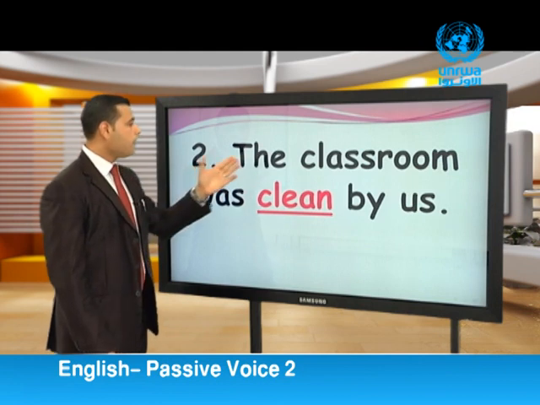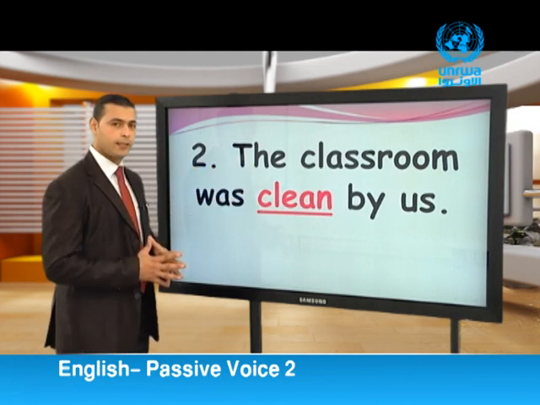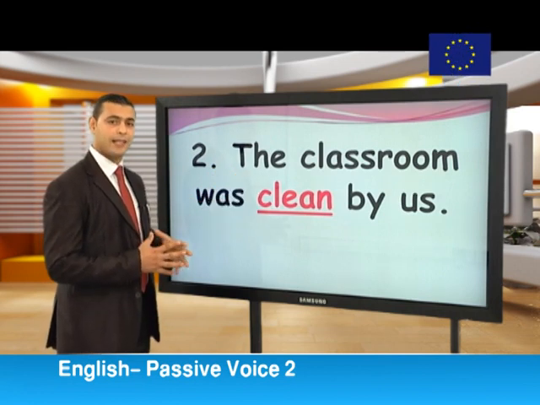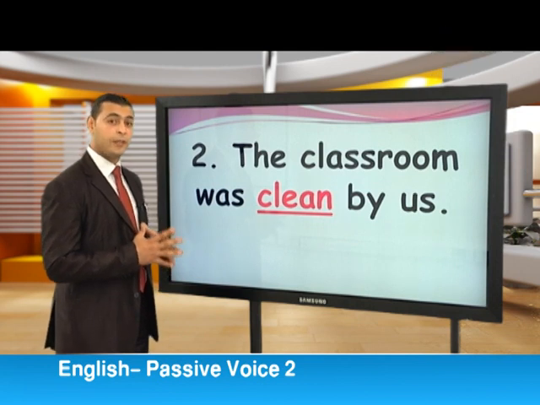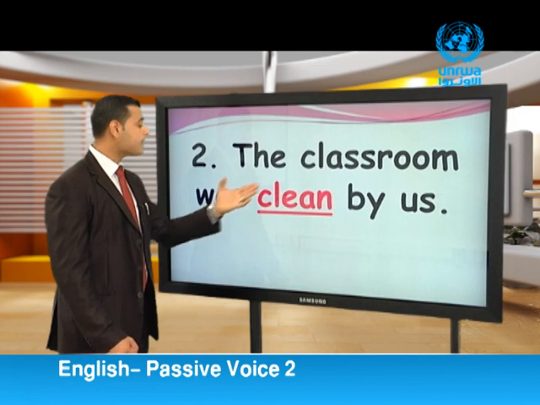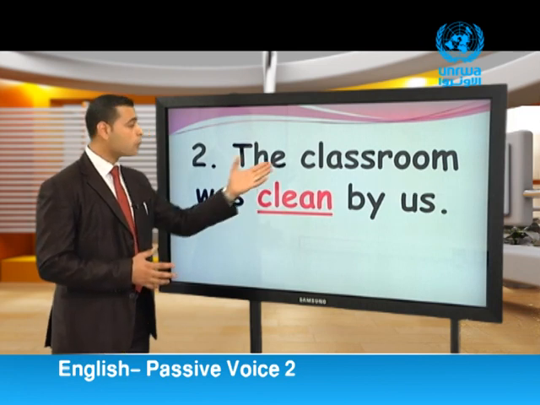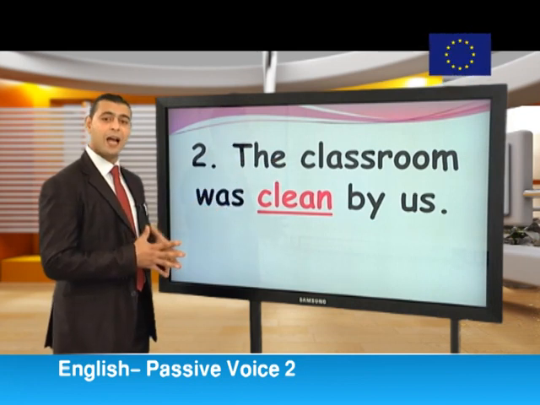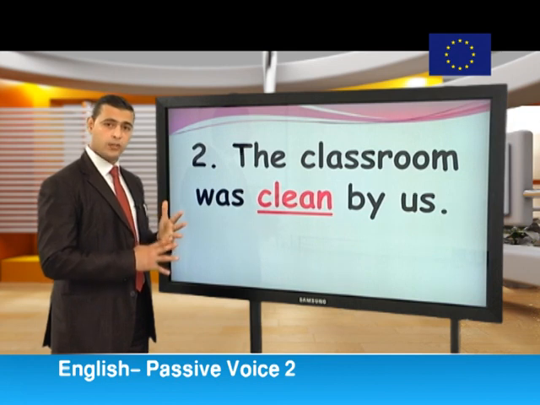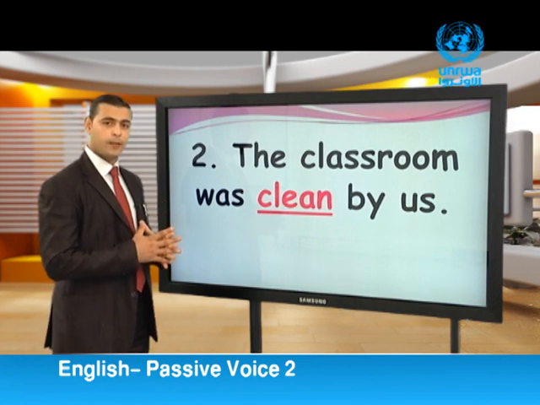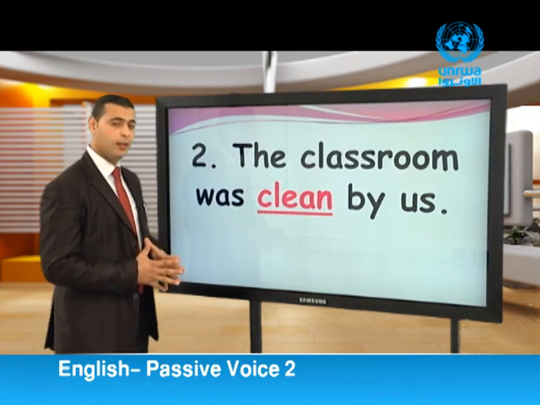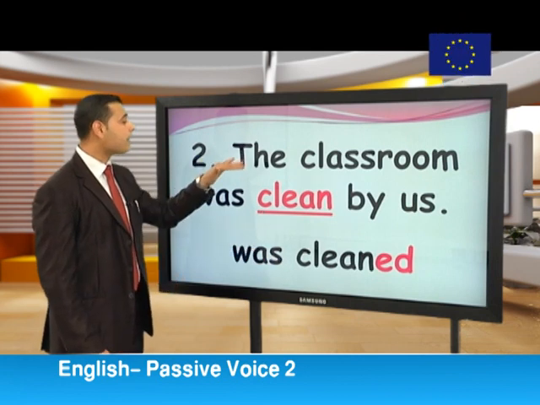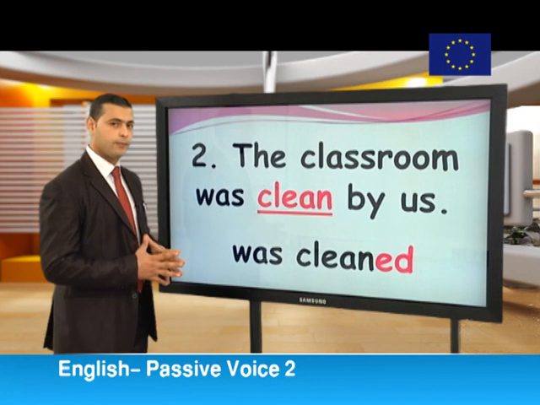Number 2, the classroom was clean by us. This sentence is in the passive form, but is it correct? Here the classroom is a singular subject. Because it's singular, it's followed by was. What comes after the helping verbs was, were, is, are, and am? What comes after them is the past participle, so the verb clean should be cleaned. So the sentence should be, the classroom was cleaned by us.